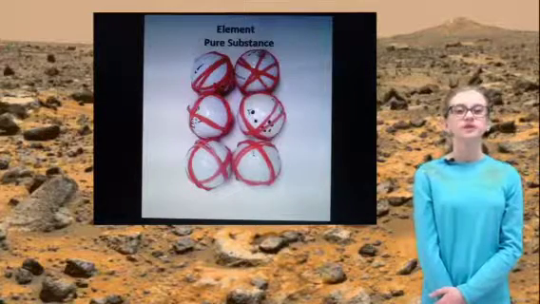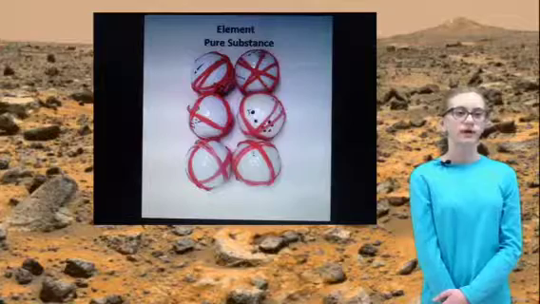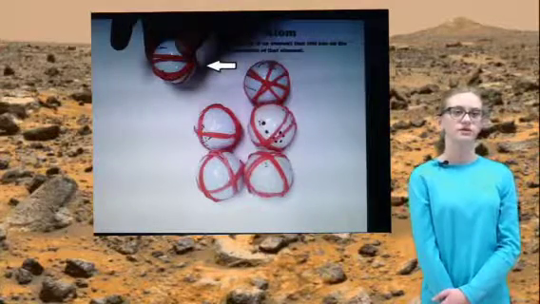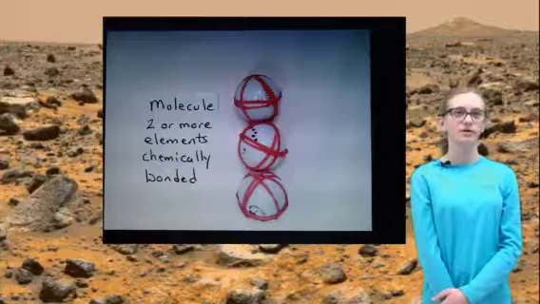Say the individual circles represent atoms. When they're all the same as a whole, they're an element. An atom is the smallest unit that has all the same properties and characteristics of that original element. Lastly, a molecule is any two or more elements chemically bonded.